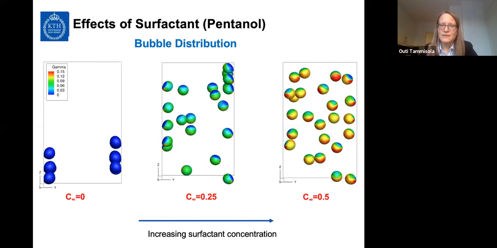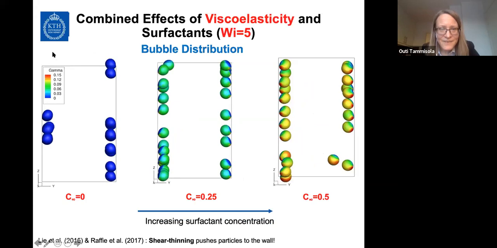So now the next thing, I will introduce the viscoelasticity. And as I said, in microfluidics we expect that the bubbles would go more to the center with viscoelasticity. And this is what happens. Yes, so here we have again, now we have Weissenberg number 5 in the bulk fluid, and then we increase the surfactant concentration from the left to the right. And surprisingly, the bubbles are still clustered around the walls. So it looks like here, actually, viscoelasticity is promoting the bubble clustering at the walls and not at the center.